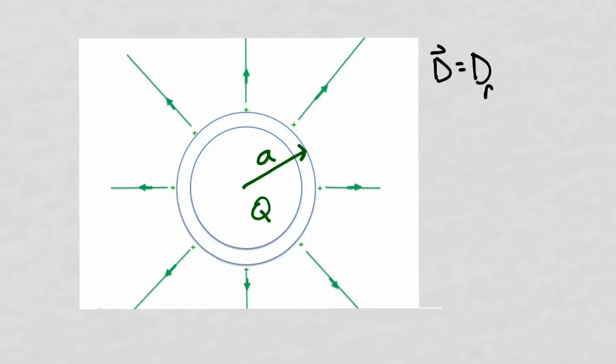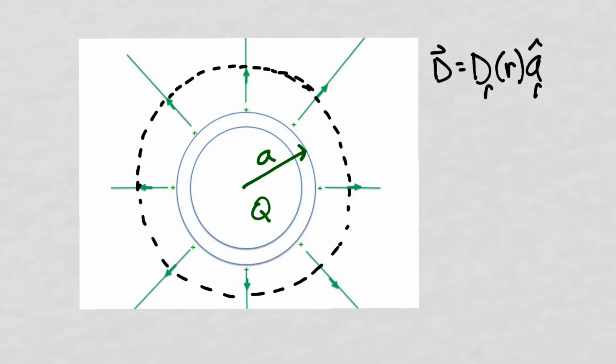So from the symmetry, we know the form of the electric flux density field will be a component only in the r direction and only depending on r. So let's select a Gaussian surface that will have the same symmetry as the electric flux density field. So our Gaussian surface will be a sphere of radius r, where r will be greater than a, the radius of our spherical conductor.